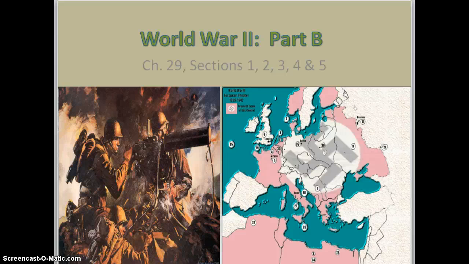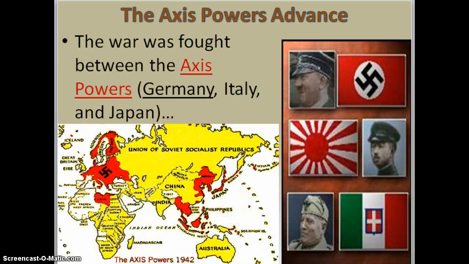The events of World War II. The Axis powers advanced. The war was fought between the Axis powers we know as Germany, Italy, and Japan.